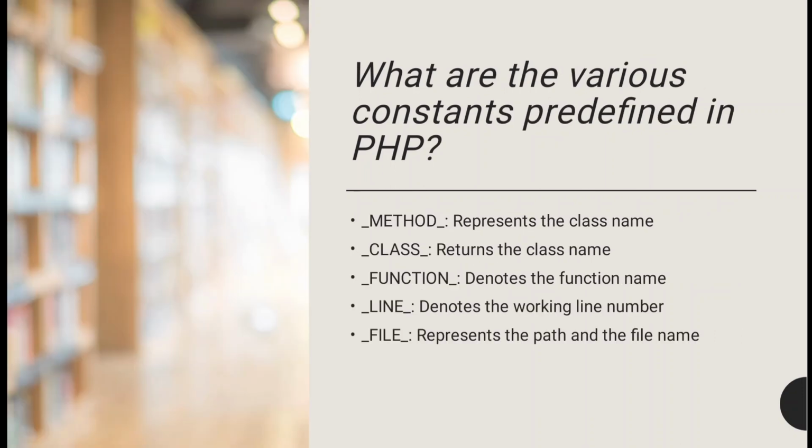What are the various constants predefined in PHP? Underscore method represents the class name. Underscore class returns the class name. Function denotes the function name. Underscore line denotes the working line number. Underscore file represents the path and the file name.